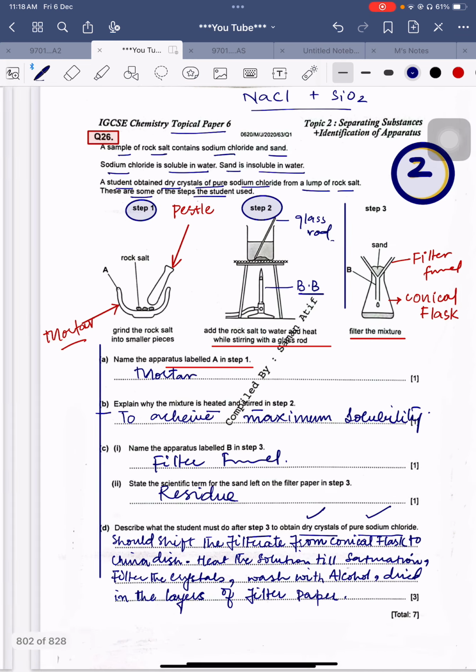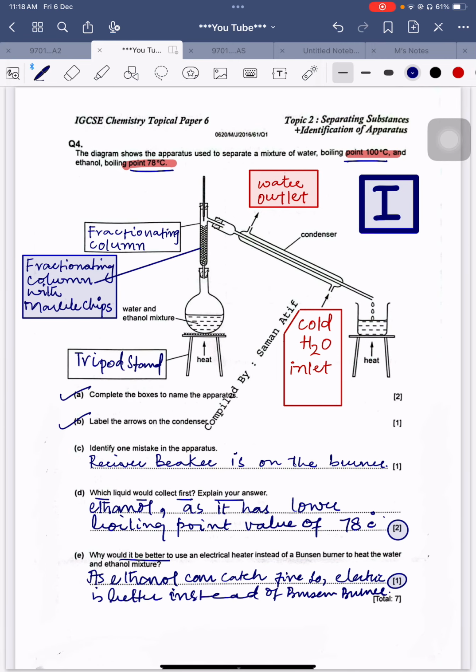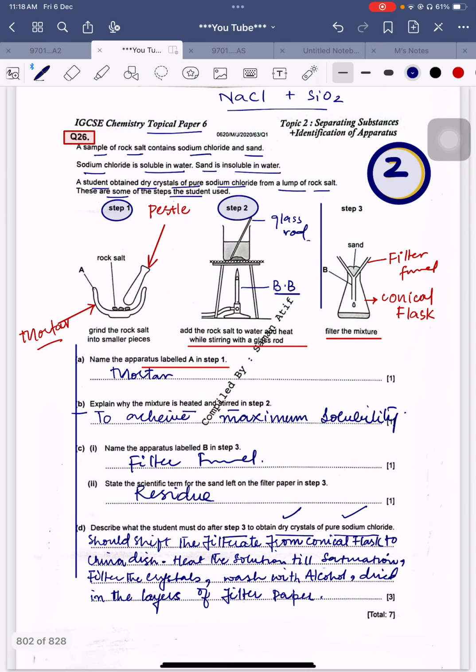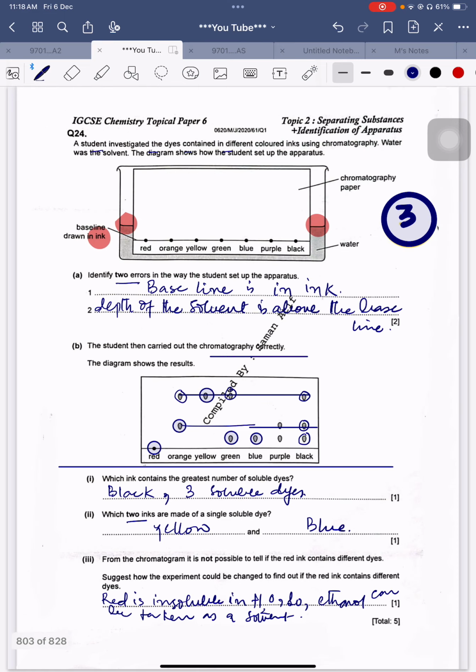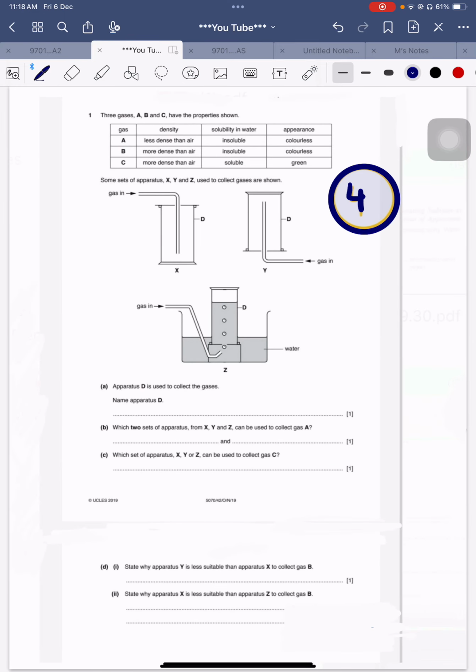Guys, now we are done with three questions. Question number one, which I solved in the previous video, question number two, and question number three. Now we have finished. Now we are on question number four, which is on page number four.